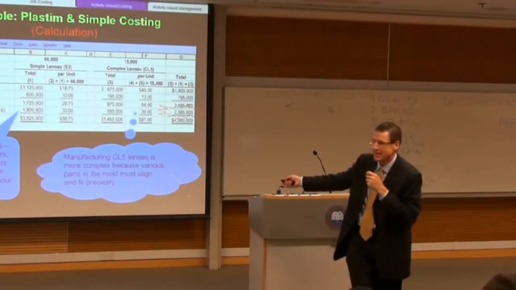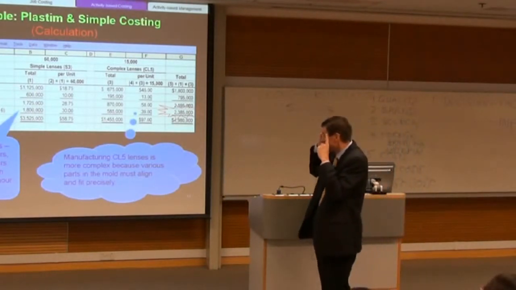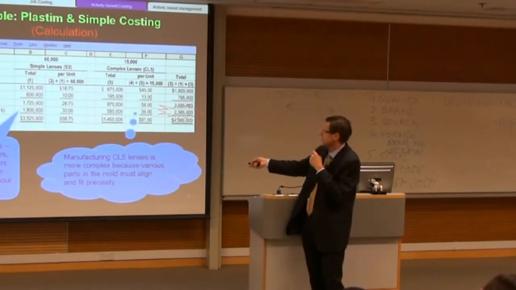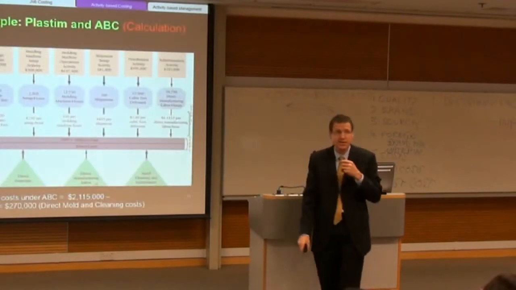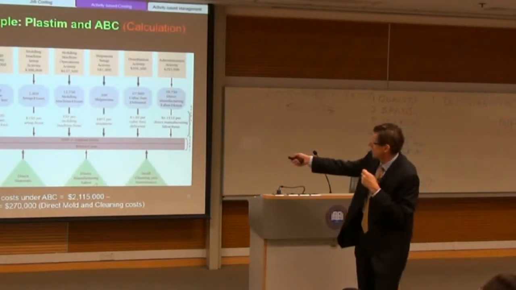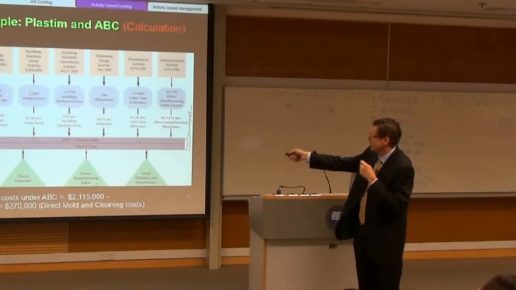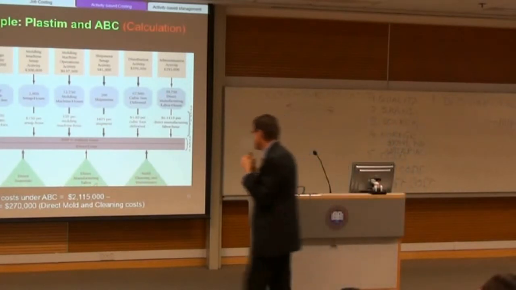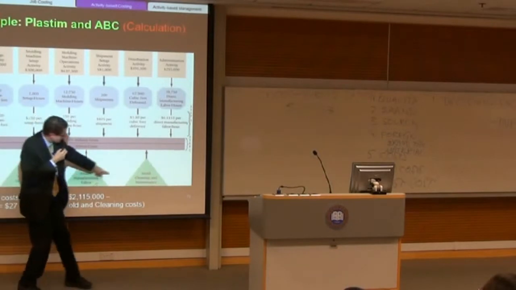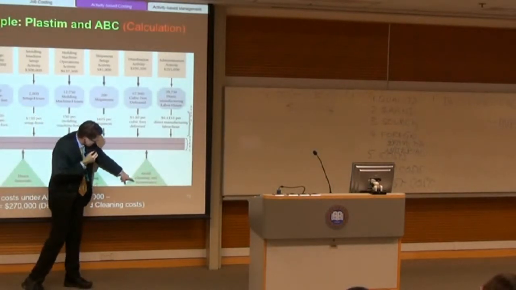So let's have a look. Maybe we can do a better allocation of these indirect costs. Let's see what activity-based costing can do for us. All right, let's go into the direct costs. There are direct materials, there is direct labour, and now we've got mould cleaning and maintenance.